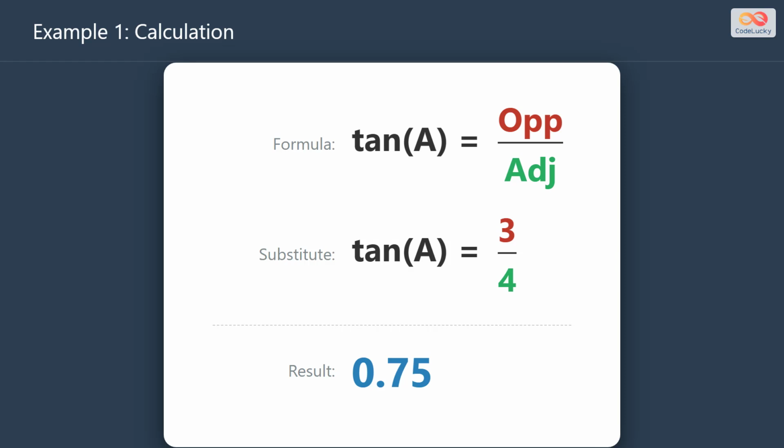Now we plug those numbers into our formula. Tangent of A equals 3 divided by 4. When we do the division, we get 0.75. So, the tangent of angle A is 0.75.